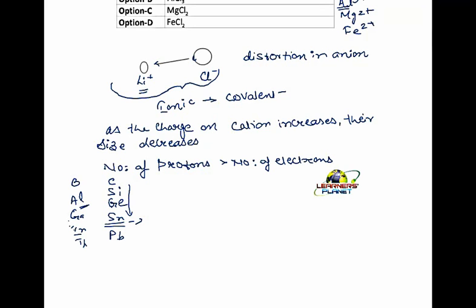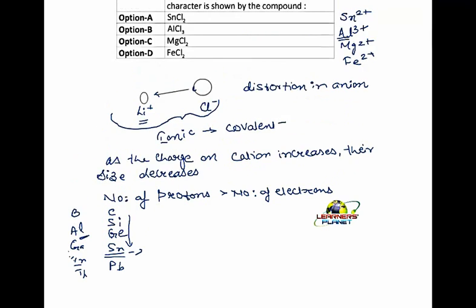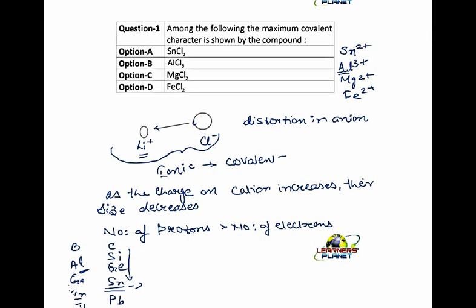Whose size will be smaller? Aluminium. Magnesium is an alkaline earth metal, and its size is bigger than aluminium because it is present in the 2nd group. Iron is a transition element, its size is bigger. So which has the smallest size? Aluminium. Which will cause maximum distortion in the anion? Aluminium. So AlCl3 will have the maximum covalent character. So this is our option.